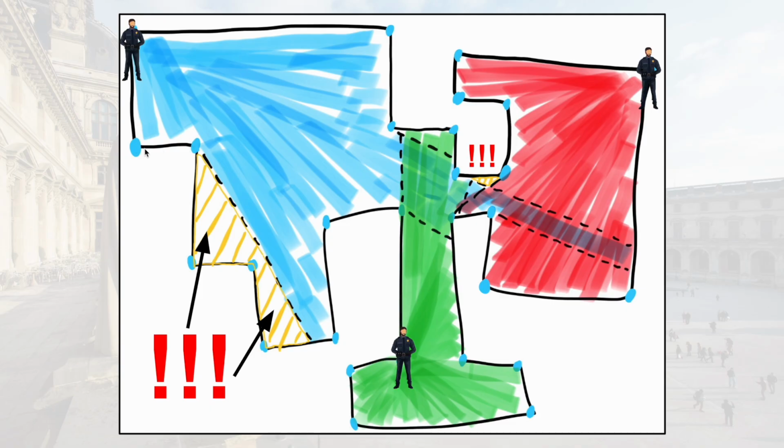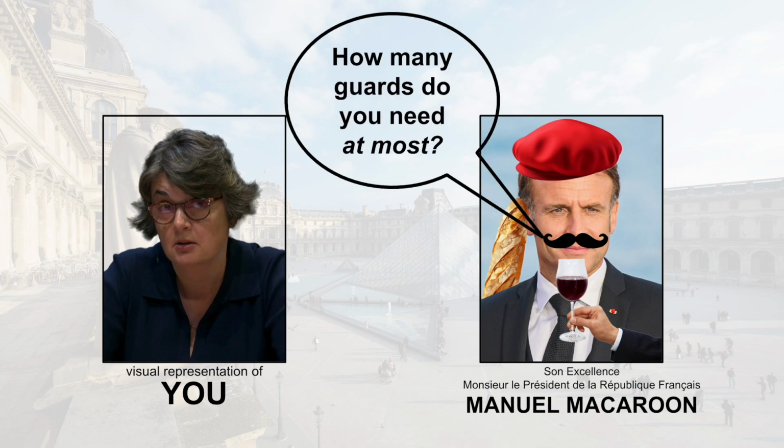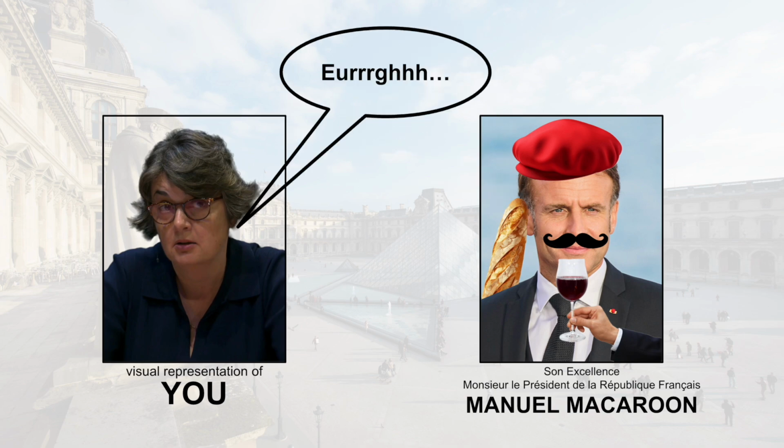You can't ask to be given enough guards to put one on every single corner, because that's going to be a bit of a strain for the state finances, which are not having the greatest time right now. So he asks you, how many guards do you need at most? And you do not know, because you do not have the time to go through every single room in every single museum that you are in charge of.